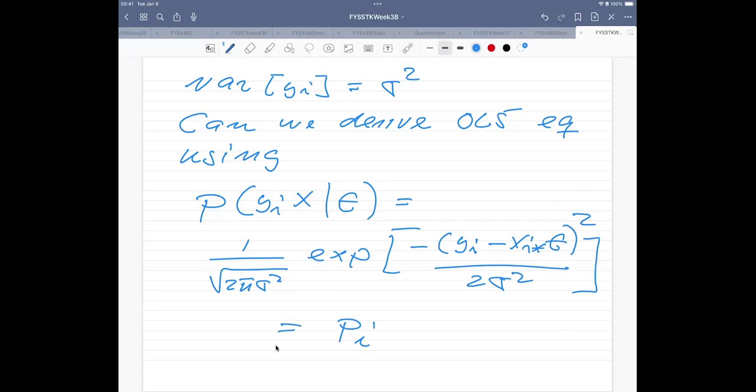Now I'm going to make an assumption. You have probably seen this acronym before, IID. Does that ring a bell? Independent and identically distributed events. So we are going to make an assumption about the probability for all the y values, which is simply the product of the probability of every single y value.